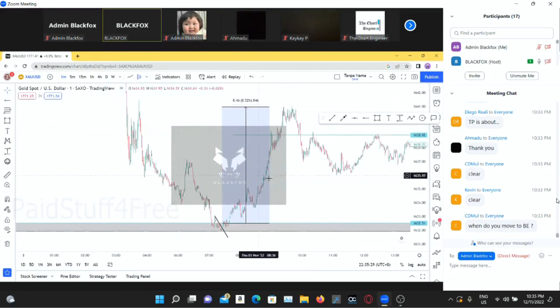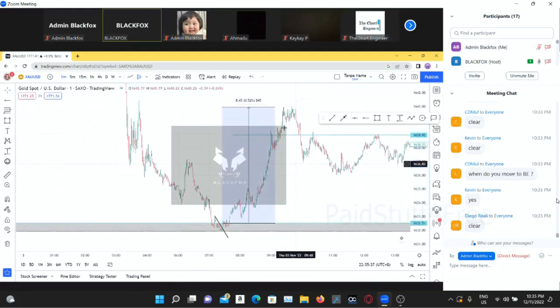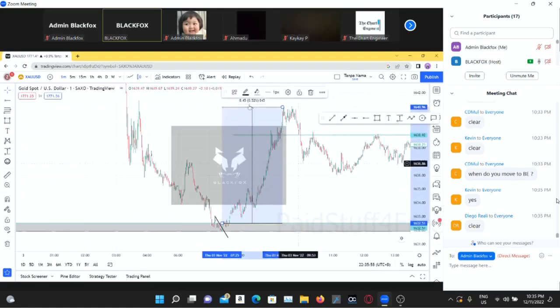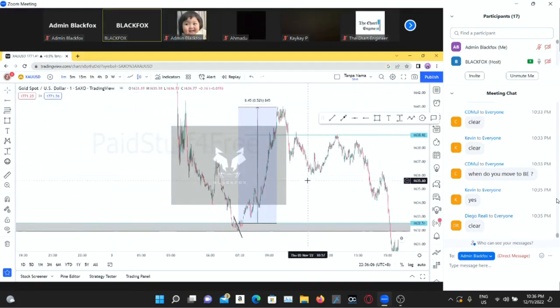Is that clear? So the price from the instant confirmation, wow, 84 pips. This is enough, right? 50 is also enough for me. If you get 80 to 100 to 200, it is a bonus for you guys. Clear, right?